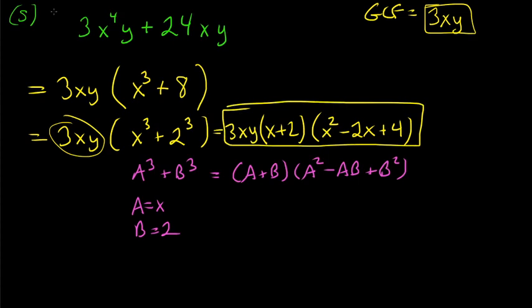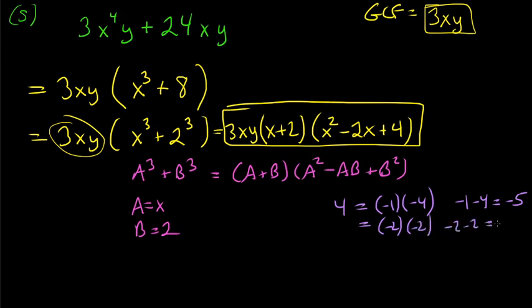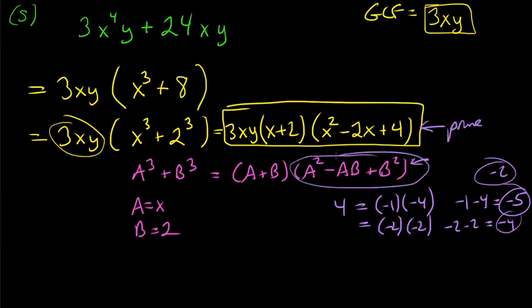Right? Remember, you can try to factor this trinomial by asking what two numbers multiply to 4 and add to negative 2. Well, you can try negative 1 and negative 4. That adds to negative 5. Or you can do negative 2 times negative 2, but that adds to negative 4. Yep, you're not going to get negative 2 here. So, right, as always, this trinomial will be prime.